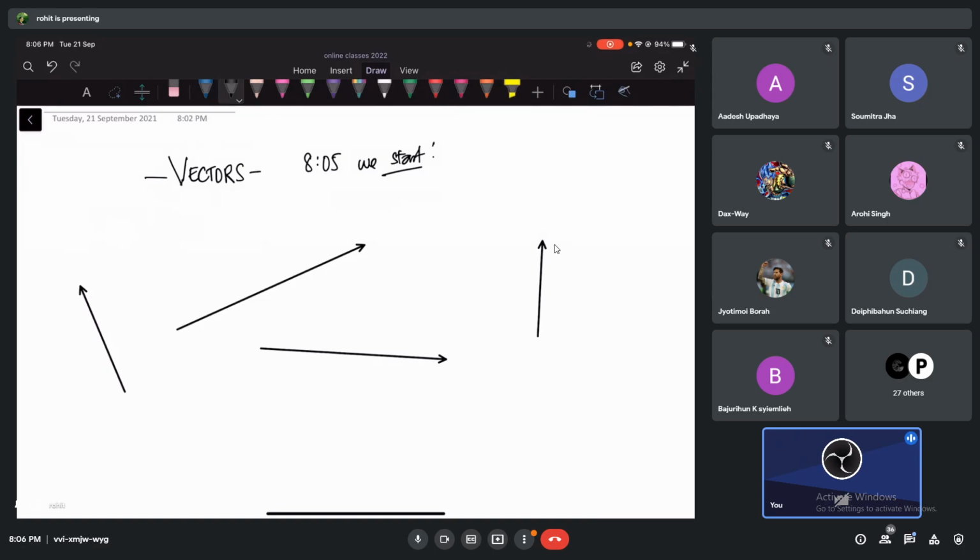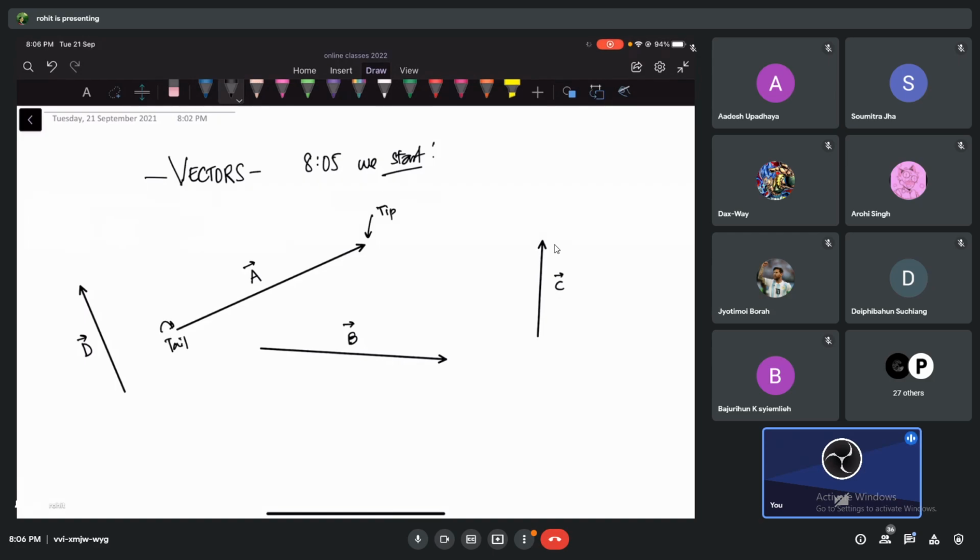We say they have different magnitude. Instead of length, the length of a vector means magnitude, right? That is what I told you. All of them can be named differently also. We can call it A vector, this I can call B vector, C vector, D vector, like that. And I told you this is called the tip of the vector and this is called the tail of the vector.